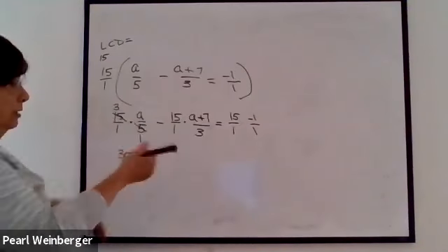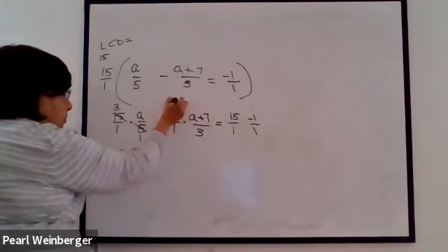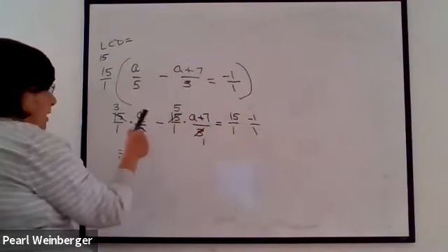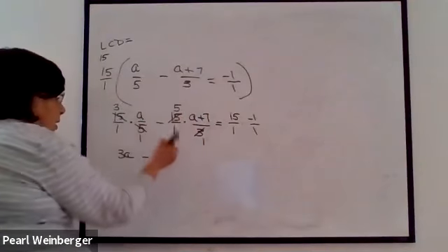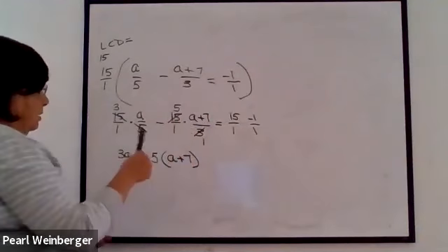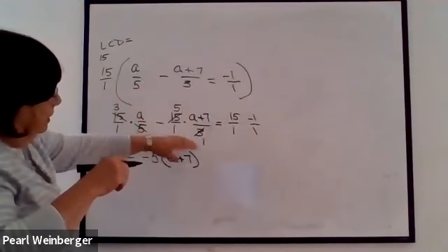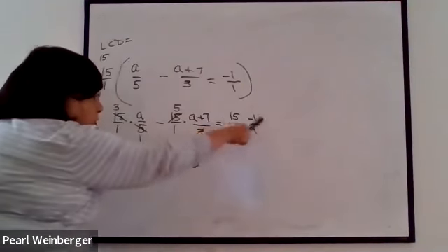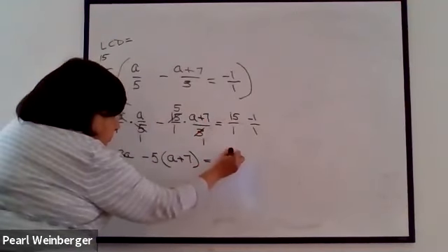And now I go to my second term. Here I have a 15 and here I have a 3. So I can cancel the 3 into the 15 and get 5, and the 3 cancels out. Now I'm going to take that negative 5 and multiply it by the a plus 7. I could do the multiplication right now, but right now I'm just writing. Again, the denominator is 1, so I didn't bother writing the 1 in the bottom. Over here, nothing cancels out, so I just have the 15 times negative 1, which is negative 15.